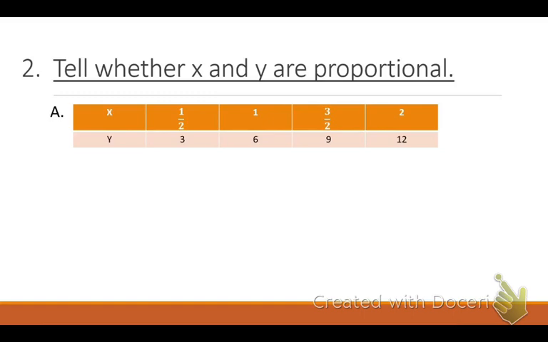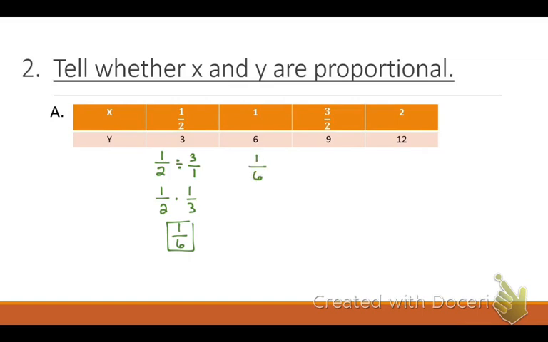1/2 divided by 3, that's 3 over 1, which would be 1/2 times 1/3, right? Because I have to flip that second fraction. What I'm trying to do here is find the value for the ratio. So 1/2 times 1/3 gives me 1/6. As long as every other value of the ratio is 1/6 when I divide it, then I know that these values are proportional. Well, look at the next one.